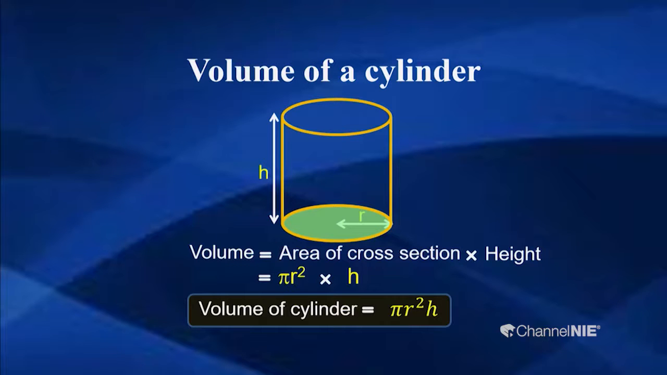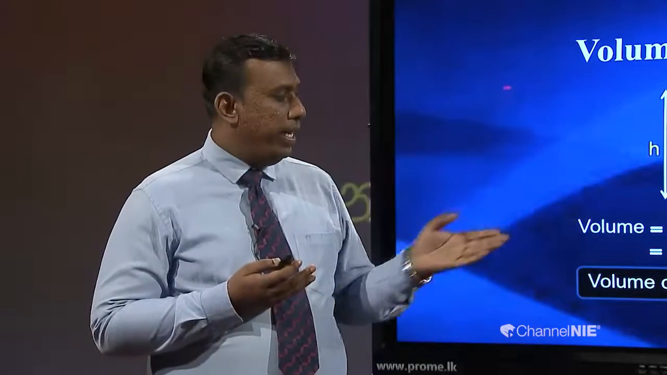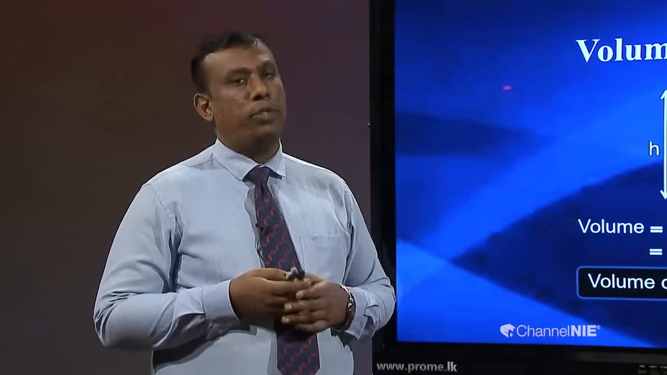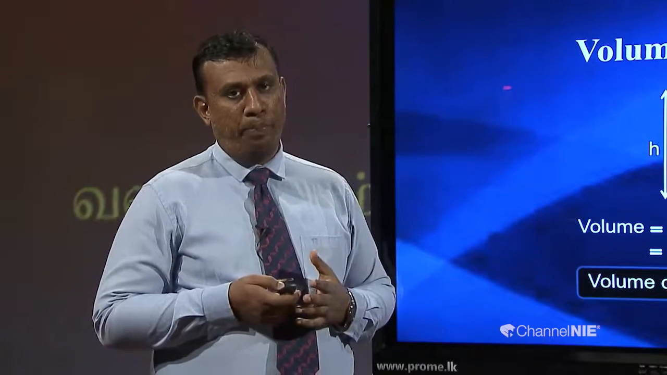But sometimes when you are finding the volume, we do not have formulas. For example, a triangular prism, right? It is a method, but here, when finding the volume of a cylinder, you have the formula. The formula is pi r squared h.